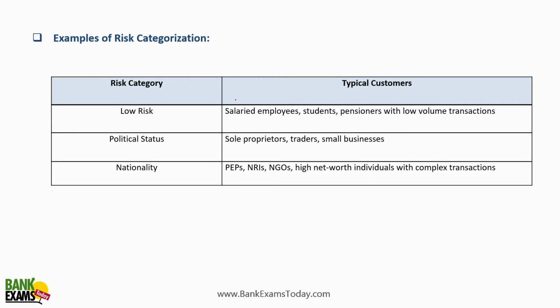And then PEPs, NRIs, NGOs, they are high risk, right? Let me just write it down. Medium risk and then high risk.